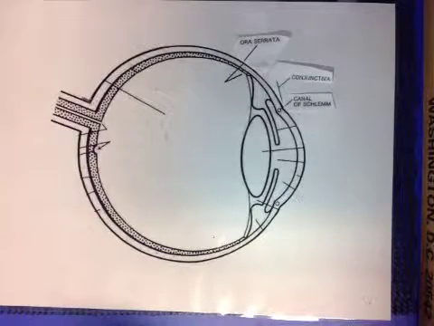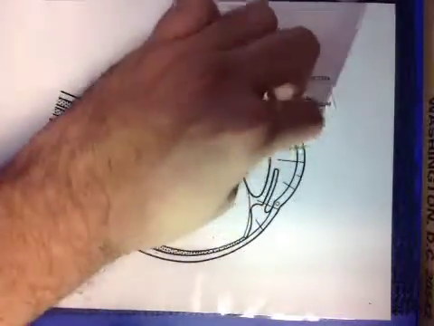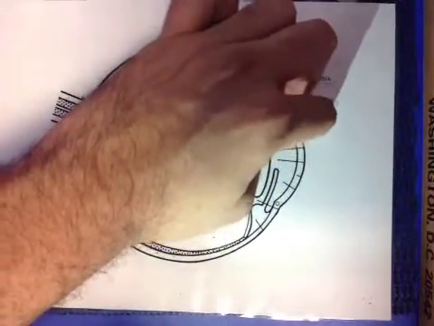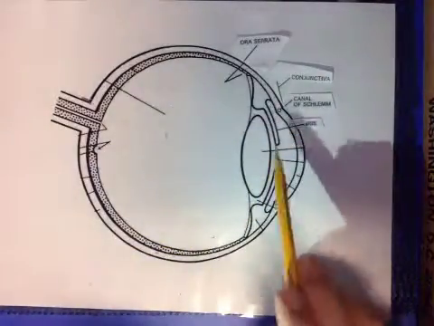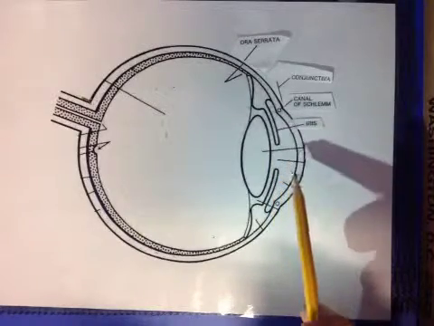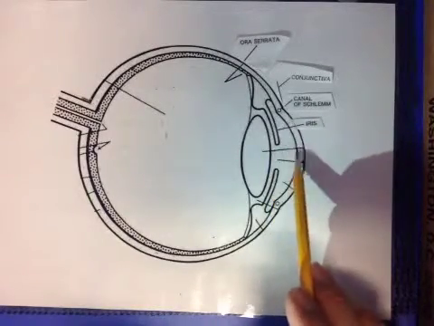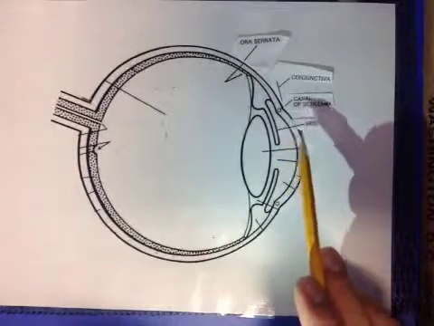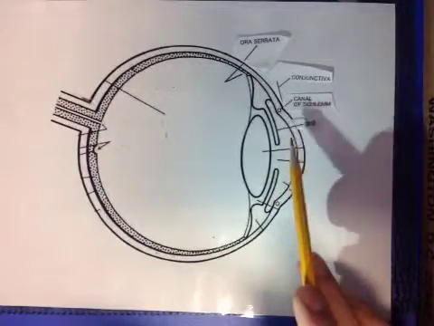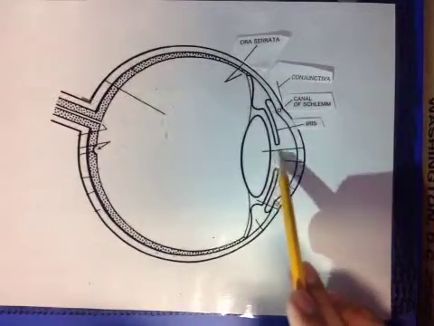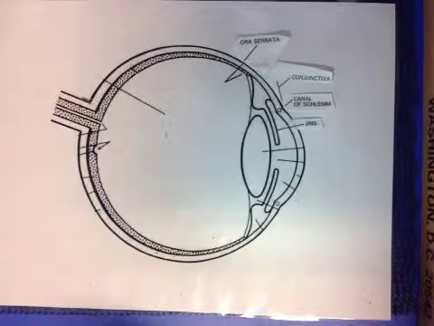Okay. Next is the iris, which is right here. So it's the pigmented tissue behind the cornea, so behind here. It gives the eye its color, and it controls the size of the pupil opening, which is here, so it can adjust the amount of light that is let into the eye.